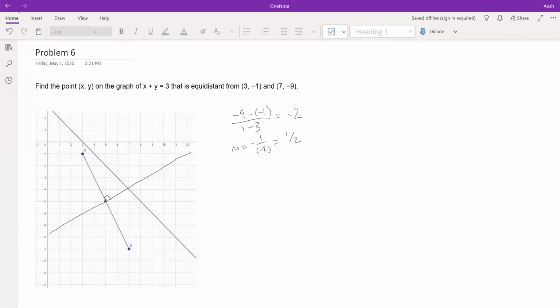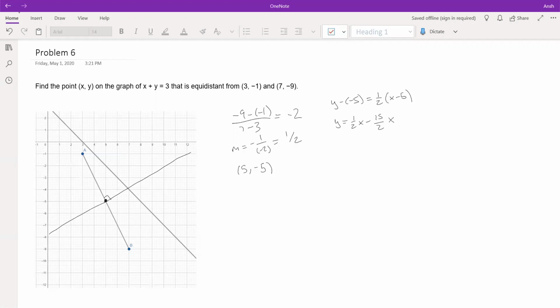And we know that this line passes through the midpoint of our line segment, which would be (5, -5), because it's a perpendicular bisector. So then we can apply the point-slope formula to solve for the equation of the line. This would give us y minus -5 equals 1/2 times (x minus 5). And this becomes y equals 1/2 x minus 15/2.